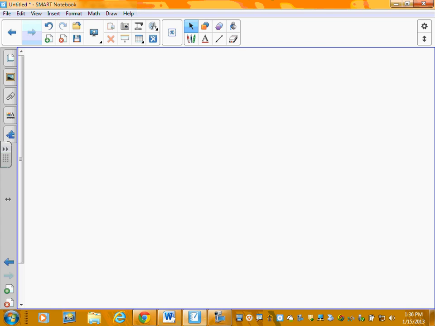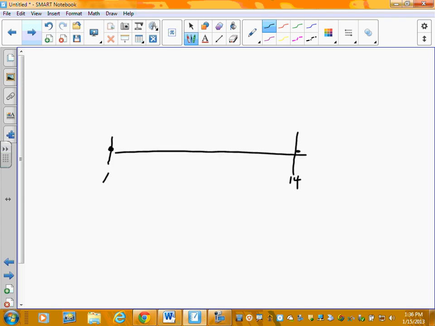Box and whisker. I need the minimum, 1. I need the maximum, 14. And then there's tick marks in there that represent all the numbers, like 2, 3, 4, but I'm not going to write them in there. What was my median? 7. So I think 7 is going to be 1, 2, 3, 4, 5, 6, 7. So 7 is going to be right there. That's my median.